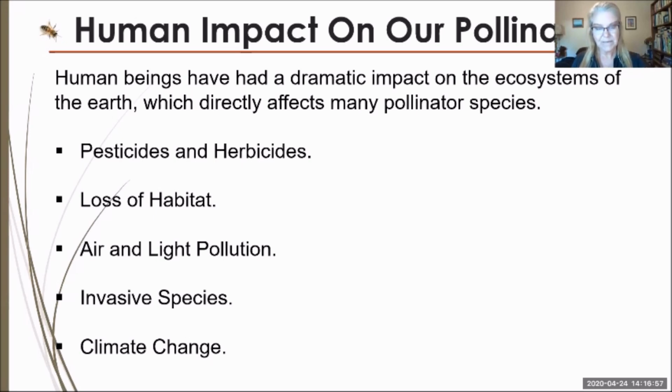moving into the next cycle, like cocoon or chrysalis. So it really has an impact on them. Human impacts are challenging pollinator species' ability to survive and thrive.